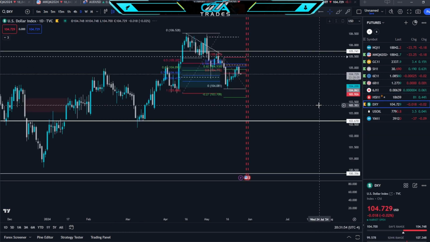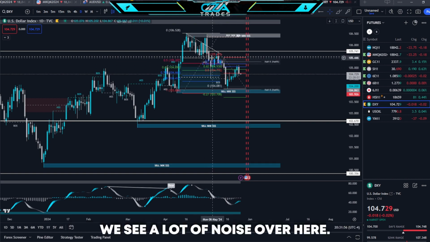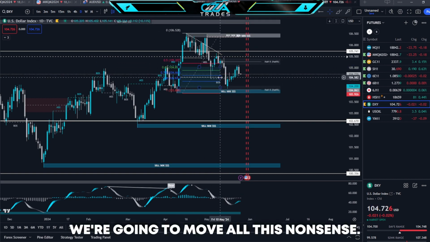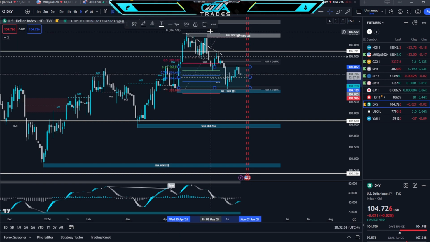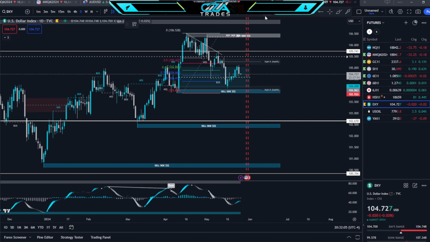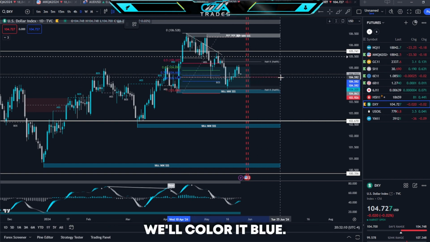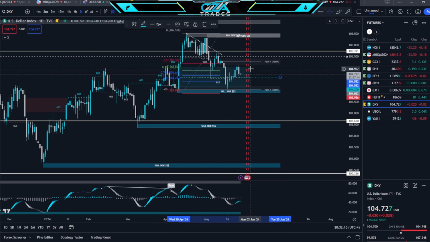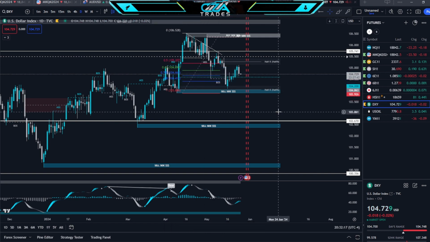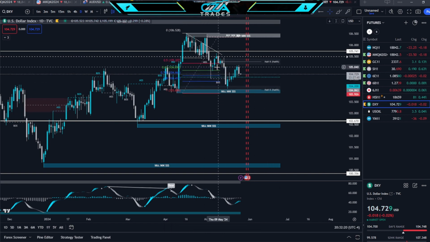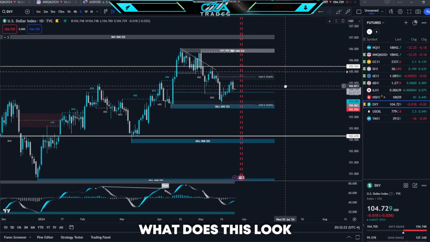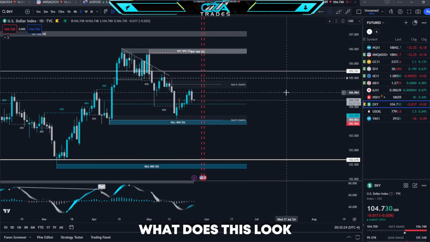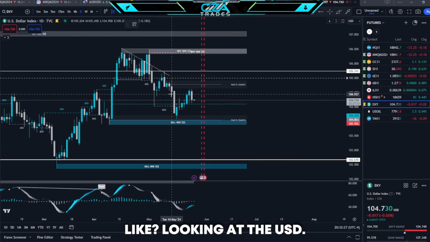And the DXY, what do we see on the DXY? We see a lot of noise over here. Remove all this nonsense. Let's mark out this 50% mark. We're gonna color it blue. Remove that. What does this look like?